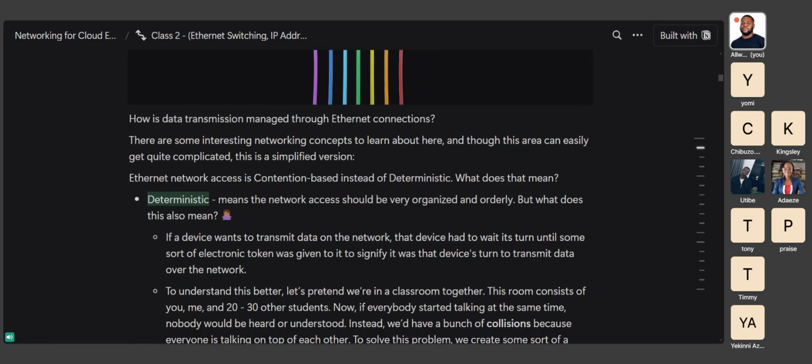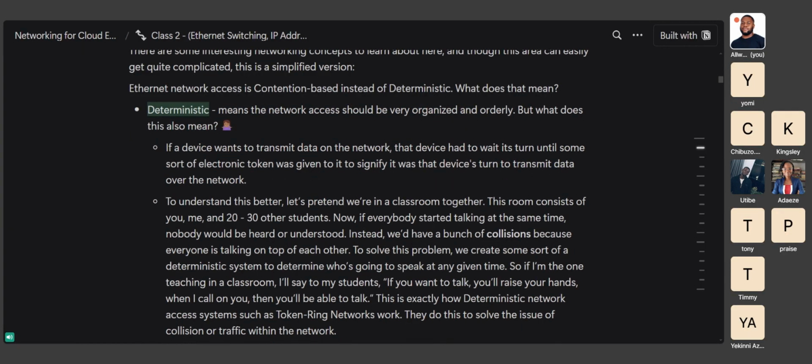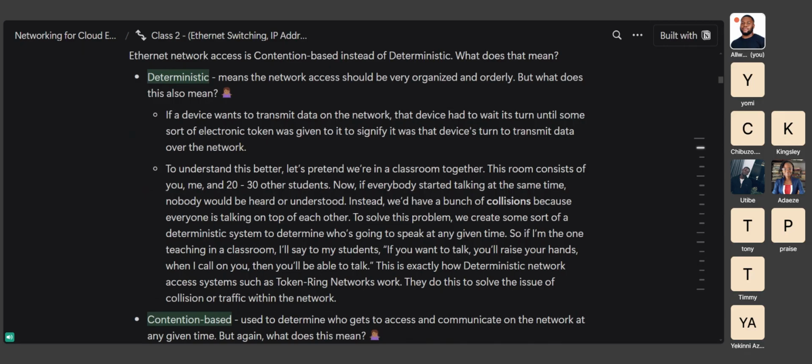So how is data transmission managed through Ethernet connections? All right. So there are some interesting networking concepts to learn about here. And though this area can easily get quite complicated, this is a simplified version. Ethernet network access is contention based instead of deterministic. And what does that mean? Deterministic means that the network access should be very organized and orderly.